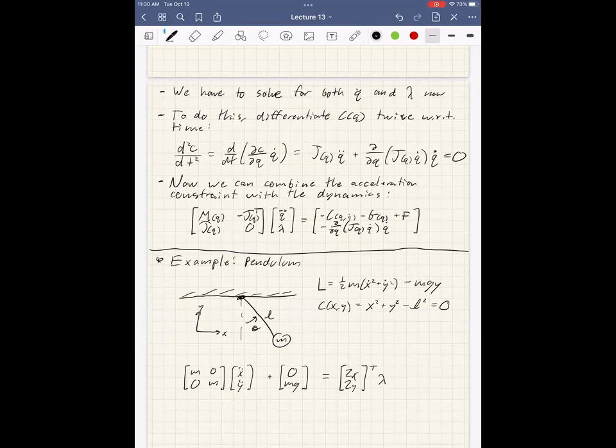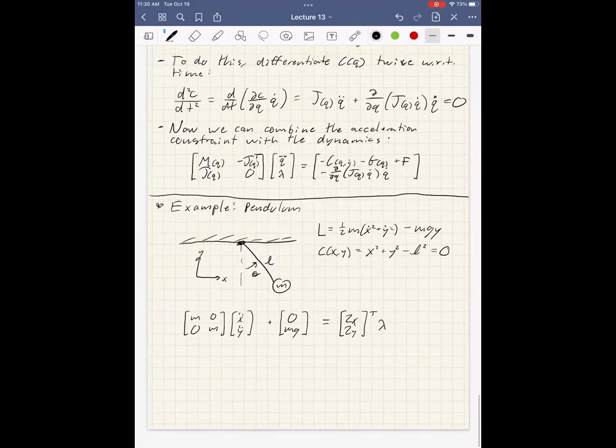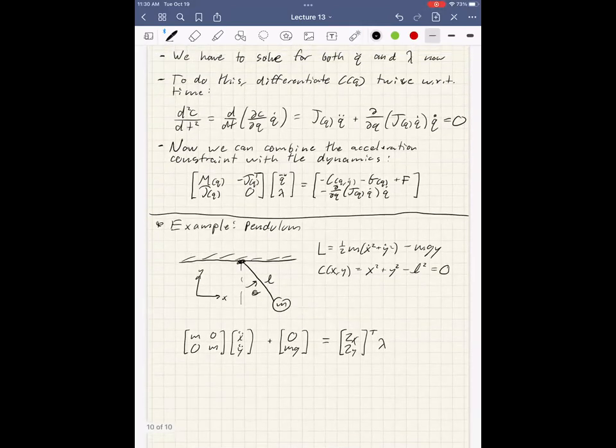What's the dimension of lambda? It's one dimensional because I have a single scalar constraint, right? So the Jacobian is 2D because it's the gradient of this guy, but lambda is actually one dimensional. Okay, so this actually looks like this.